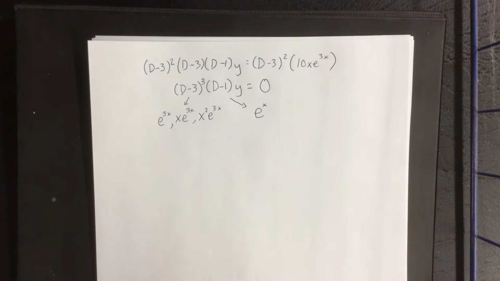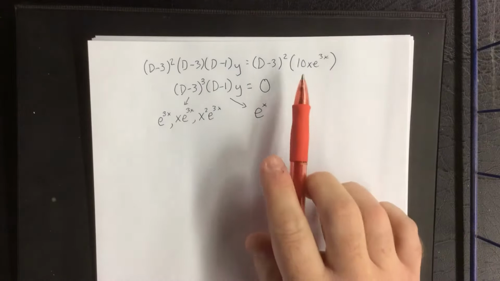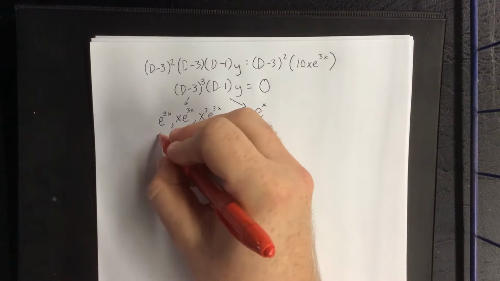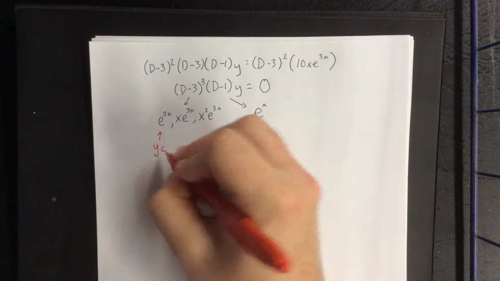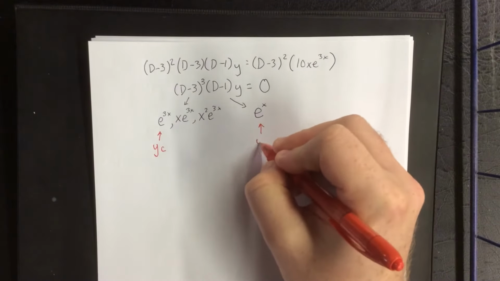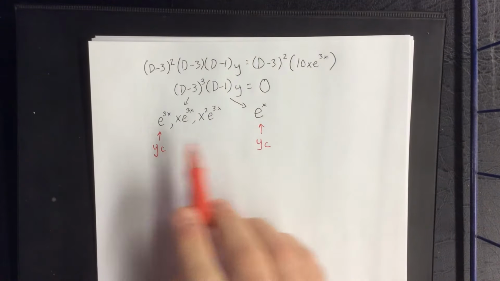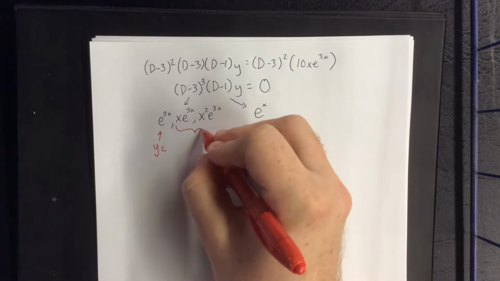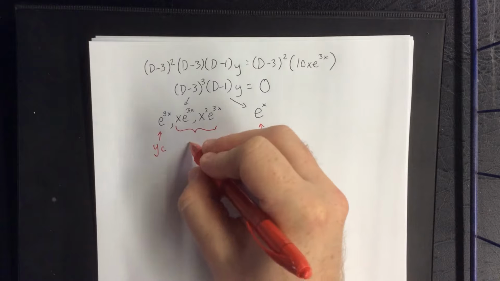The issue is we're not finding the solution of a general homogeneous equation. We actually created a homogeneous equation out of this. We already know what is contributing to our complementary solution, and that was these two guys right here, the e to the 3x and the e to the x. Everything else is going to be associated with the particular solution.